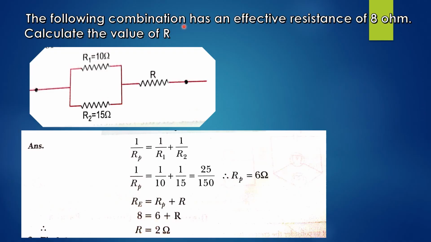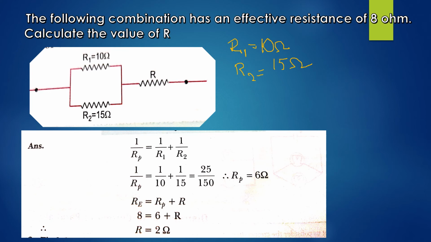The following combination has an effective resistance of 8 ohm. Calculate the value of R. What are the things given here? R1 is equal to 10 ohms, R2 is equal to 15 ohms. We need to calculate R.